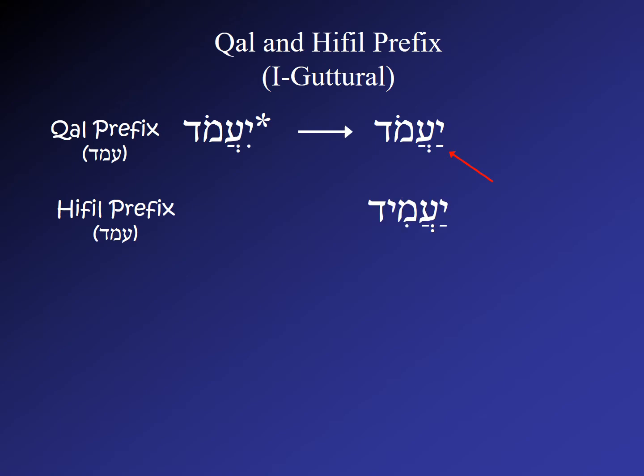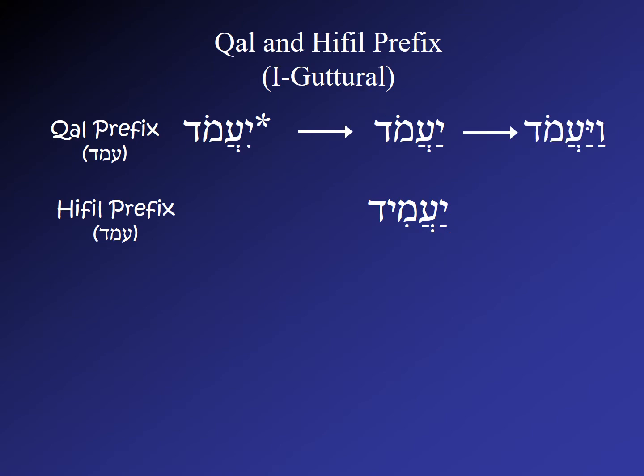Now if we look at the Hifil prefix of the same root, it will be ya'amid. This is simply standard, like yafkid. And notice here you have the Hifil patach under the prefix. So these two look the same in the prefix, the vowel under the prefix, but they are distinct from each other because of these vowels. So ya'amod, like yifkod, is Kal. Ya'amid, like yafkid, is Hifil.